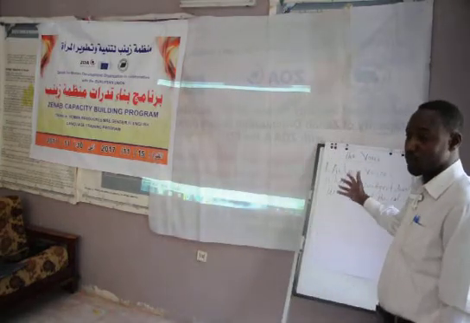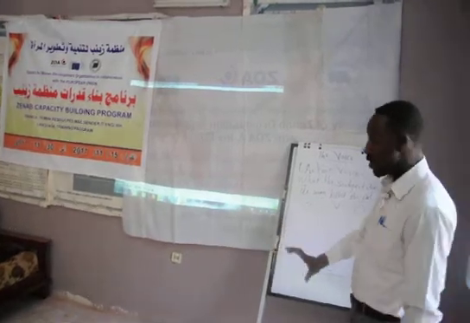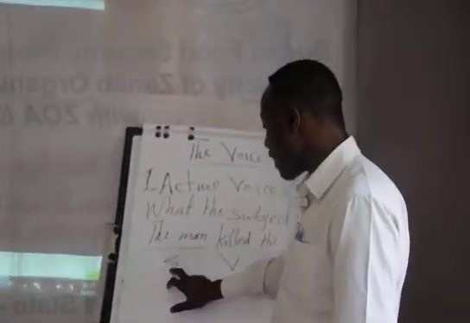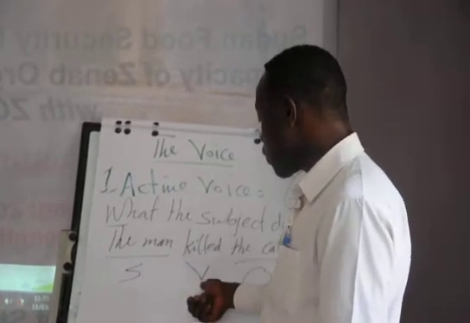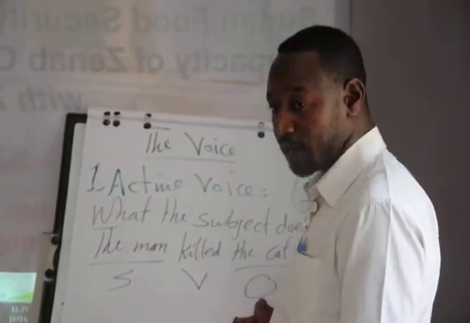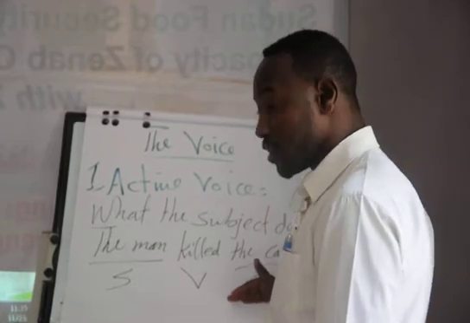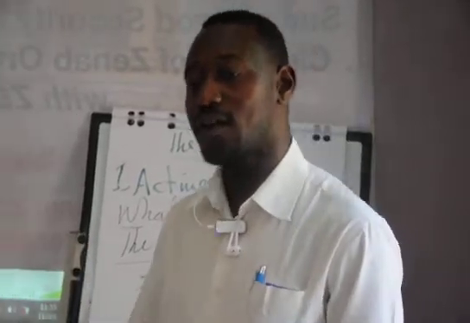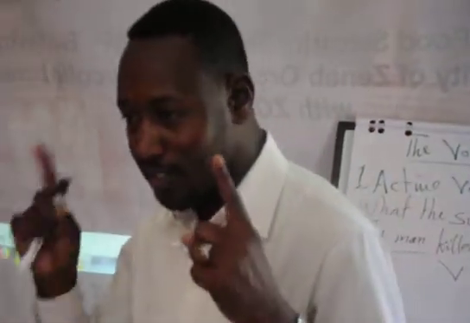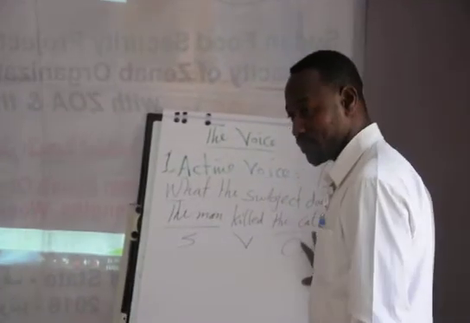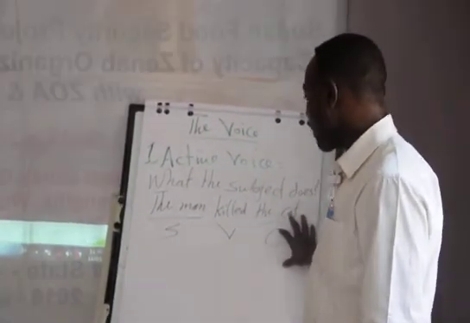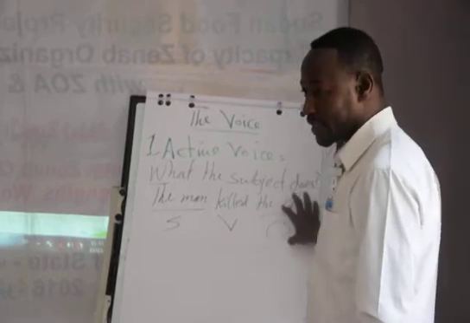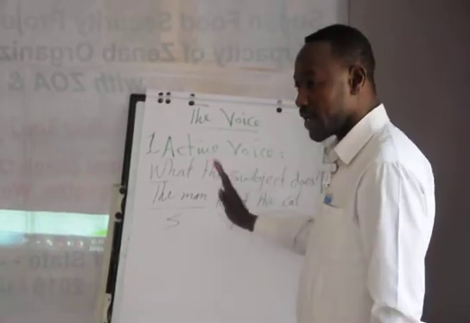But right now, let's look at this very simple sentence, which contains three items. One is subject. Number two is the verb. Number three is the object. As we stated earlier, the object can be divided into two: either direct object or indirect object. So the object here is direct. The man killed the cat.